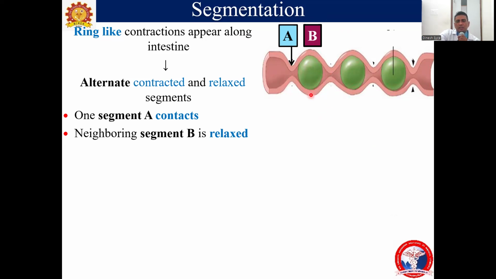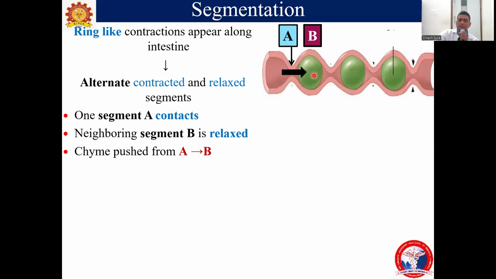The neighboring segment B is relaxed at this point of time. Because of this, food is going to be pushed from A to B in this direction. Okay, so one more time. We have a segment A, which is contracted at this point of time. Right now, the neighboring segment B is relaxed. Because of this, at this point of time, food is pushed from A to B. You'll notice that I keep saying at this point of time because in just a moment, everything will change.